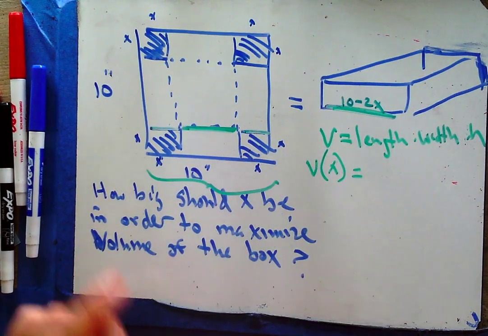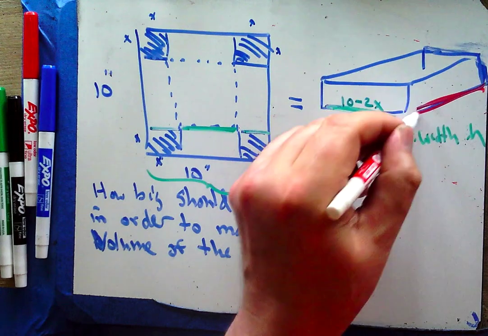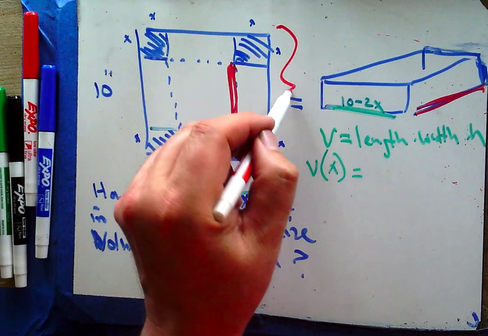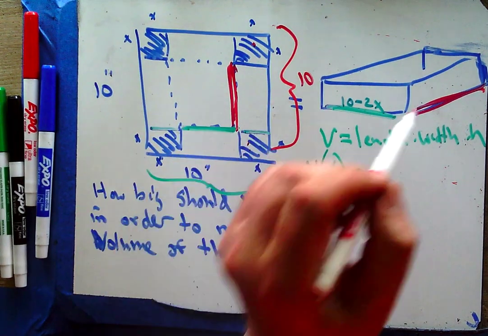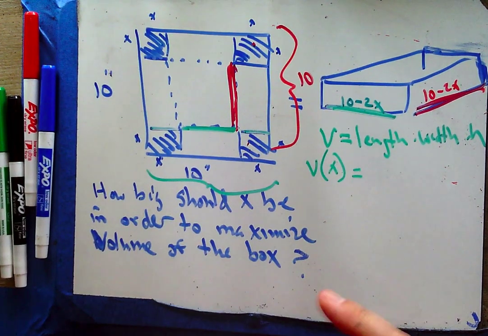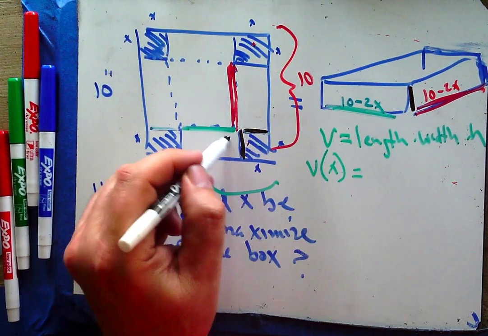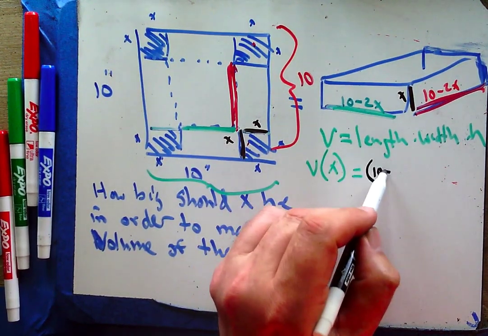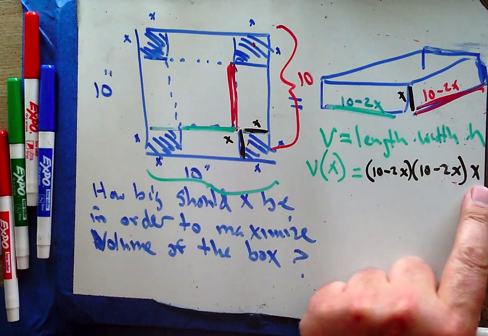Okay? Now, what about the width? So there's the width, and that corresponds to this. So how long is that? Well, this is 10, and we're taking away an x and an x to get this. So that's 10 minus 2x. And what about the height? Well, the height is here, and that's this. And those are x's. So I can write volume as a function of x: 10 minus 2x, 10 minus 2x, times x. Length times width times height.